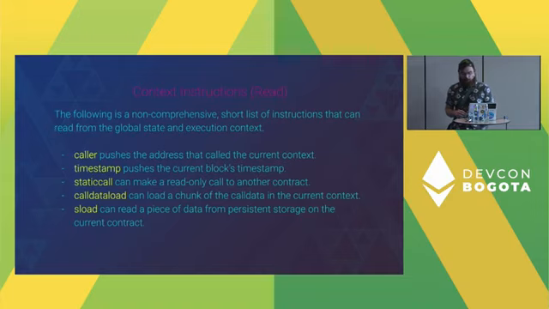Then we have other things like static call, which can make a read-only call to another contract. So if there's a function that sits on another contract, we can call that through static call, and as long as it doesn't write to persistent storage or update the state of the EVM, then we can read from that. Call data load can load a chunk of call data into the current context. The call data is basically the data that is sent to your contract to tell it a little bit about what function to execute, what arguments it has, and things similar to this. So call data load can actually pull some of that data for you.